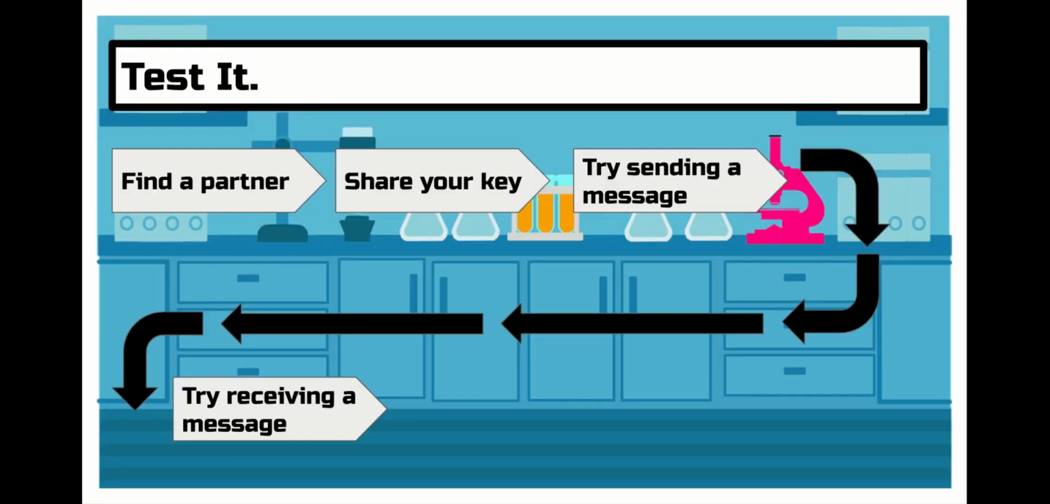So far during our design process, I found a partner. We'd created a key together, shared that key, and now we're going to try sending a message back and forth. When you go to do this, I want you to try sending a message and also try receiving a message. That way you can figure out whether there are any problems or issues, and you may have to change or adapt your code.